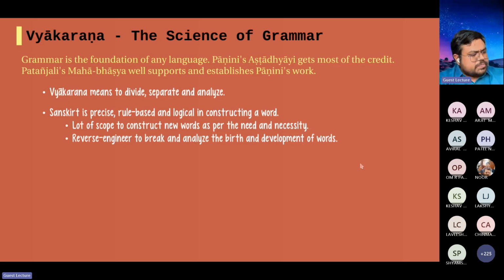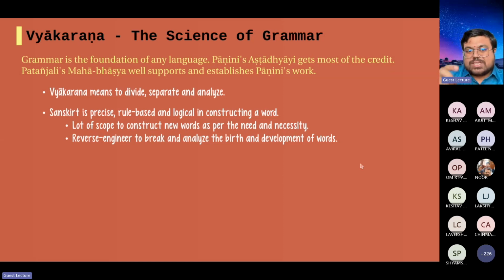I think if you have the textbook of the IKS, then the chapter on linguistics, chapter 5 in the textbook, shows how the computational concepts in Ashtadhyayi and the binary systems and Panini's grammar, in terms of logical construction of a sentence, etc., are in a very unique and different class altogether. You should read that 5th chapter. It's very interesting in the textbook. Anyways, yeah, there is a lot of scope to construct new words as per the need and necessity.